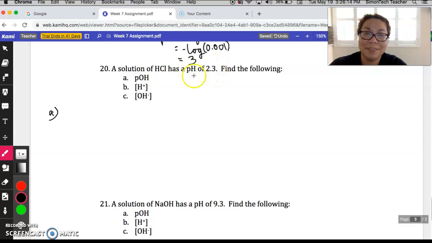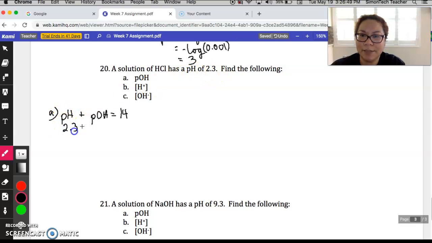If you remember from the lesson, the total of pH and pOH for the entire solution is 14. So you would want to use this equation, pH plus pOH equals 14. All right, let me try again. pH plus pOH equals 14. And we have 2.3 for pH here.